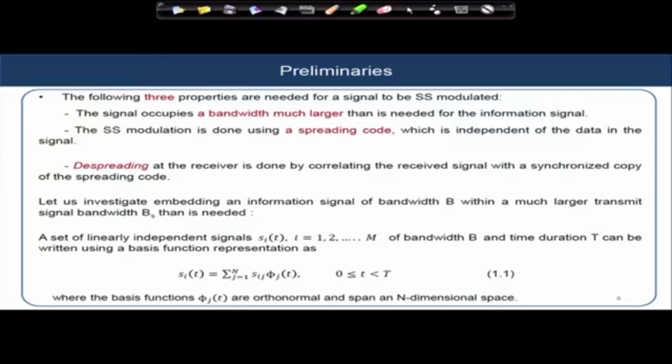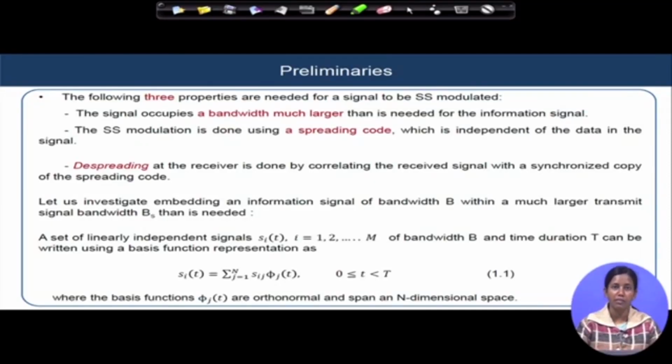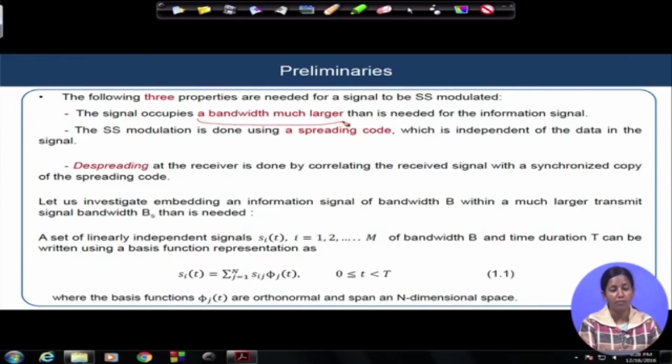So there are basically three properties needed for a signal to be declared a spread spectrum signal, which we have learnt already. Number one, it has a bandwidth very much larger than the minimum required. It should use a spreading code, which we sometimes call a key, and it should have a dispreading process at the receiver, done by correlating the received signal with a synchronized copy of the spreading code. Remember, it is a synchronized copy. That means your acquisition, time, phase and frequency, is correct. It is ideally done. And let us quickly revisit the mathematical formulation of such a communication system.